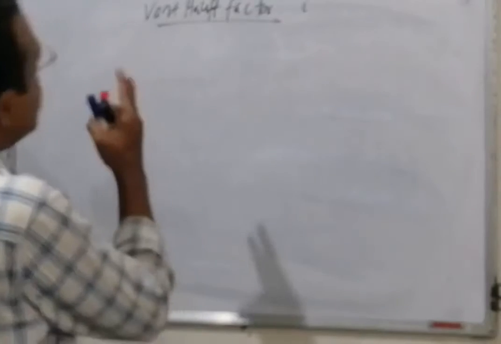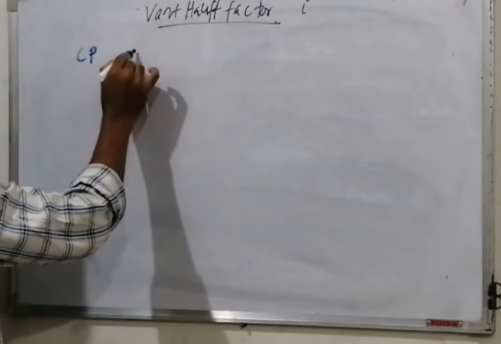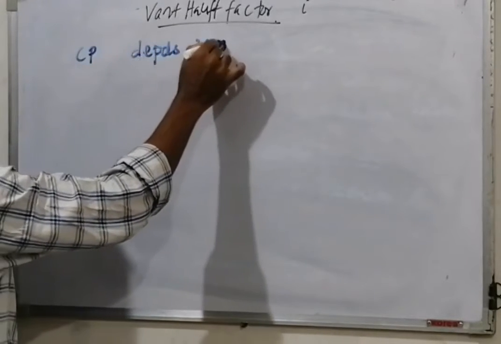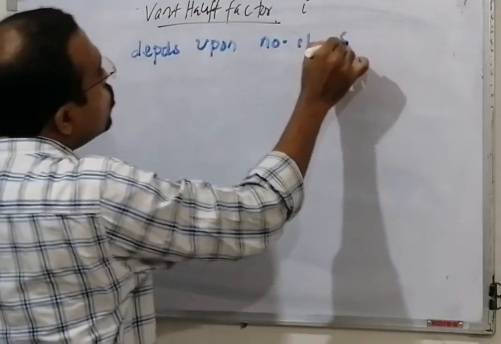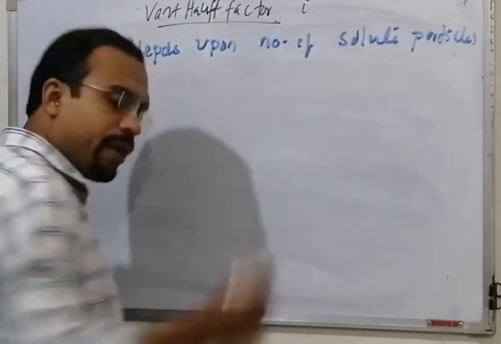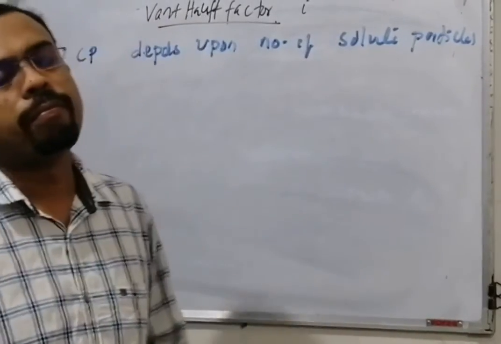Okay, let us go to this van't Hoff factor i. Before that, once again, let us discuss the colligative property. Colligative property is a property that depends upon the number of solute particles. Number only.